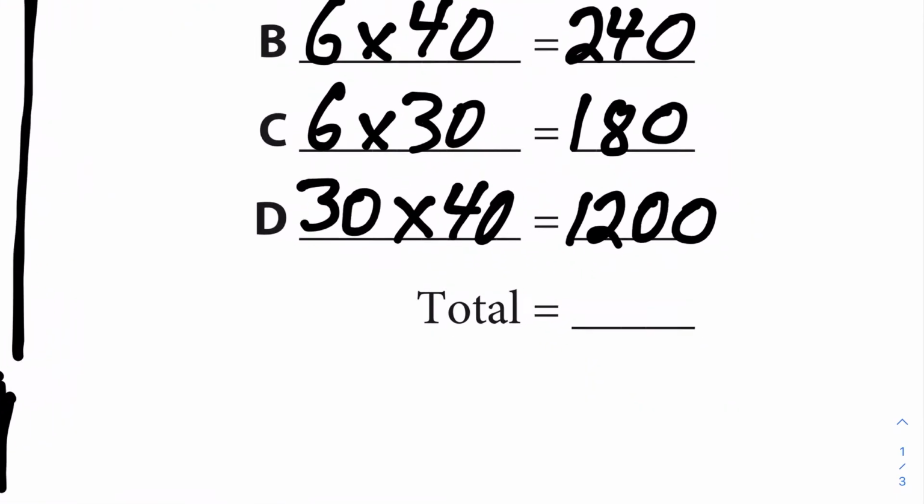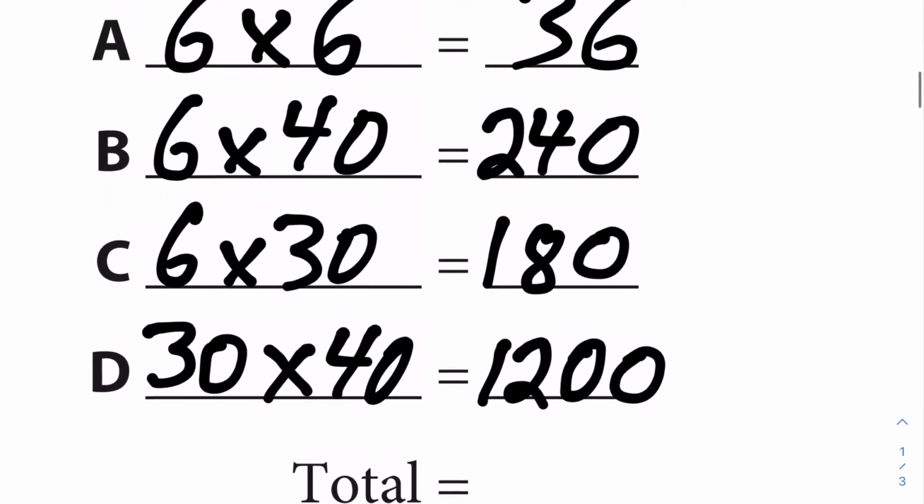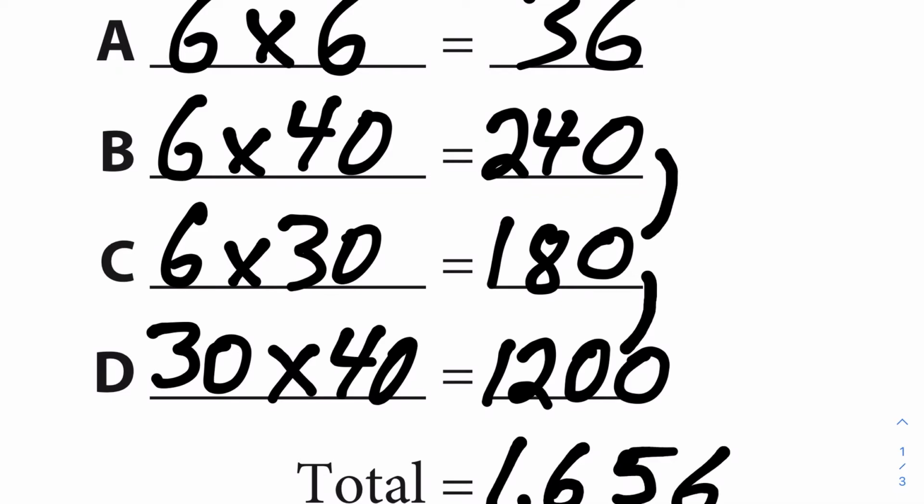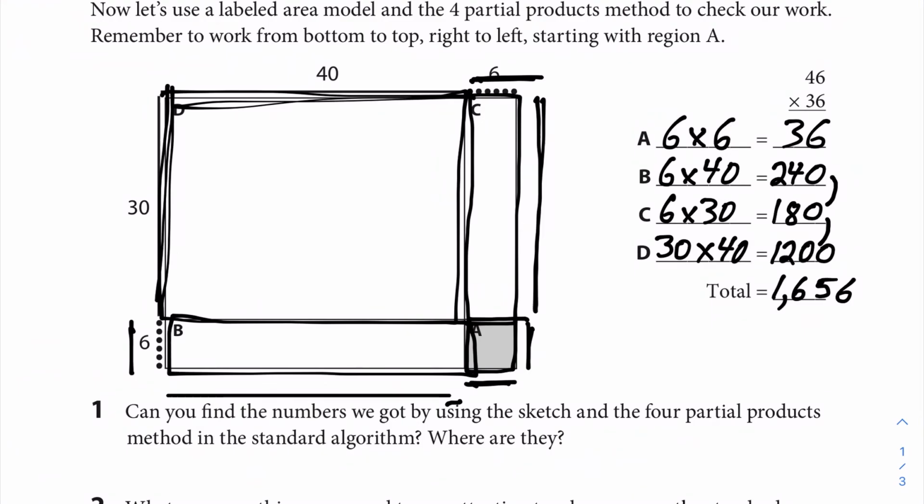And now all I have to do is add these together. So I'll take 1,200 plus 180, that's 1,380, plus another 240, 1,380, 1,480, 1,580, 1,620. 1,620 plus another 36 would take me up to 1,656. There's our answer. So 46 times 36 is 1,656.